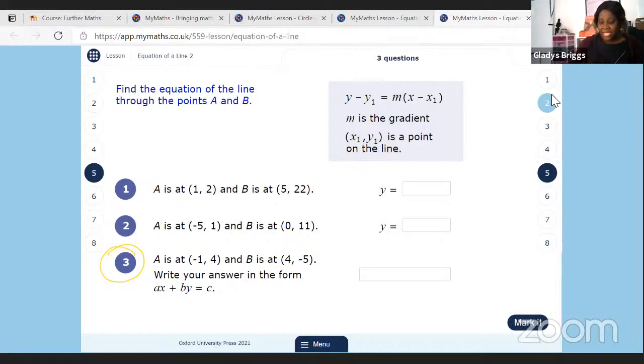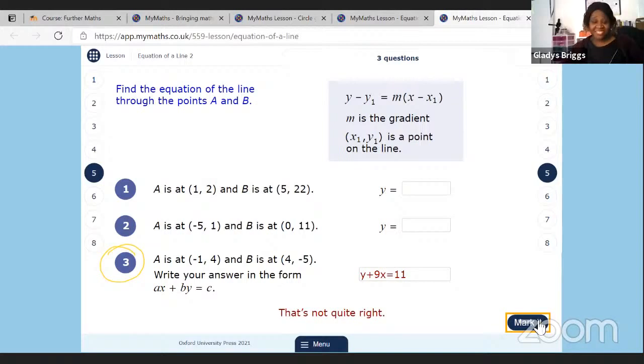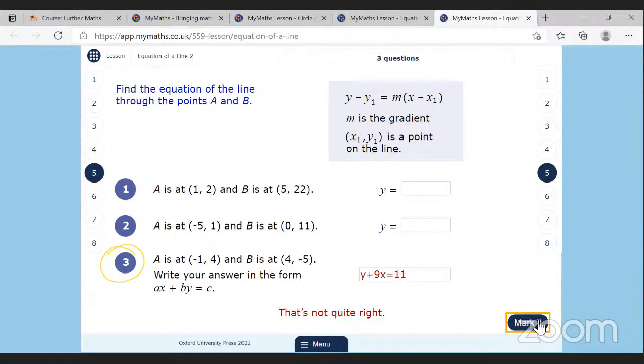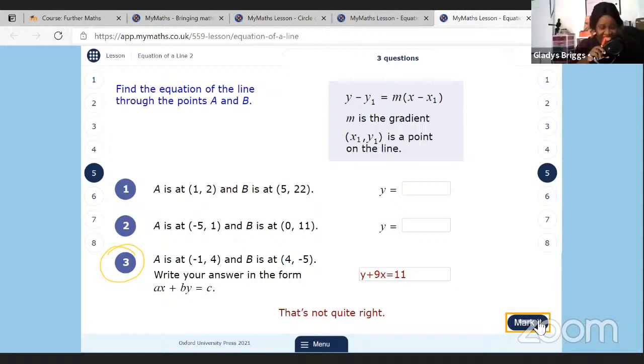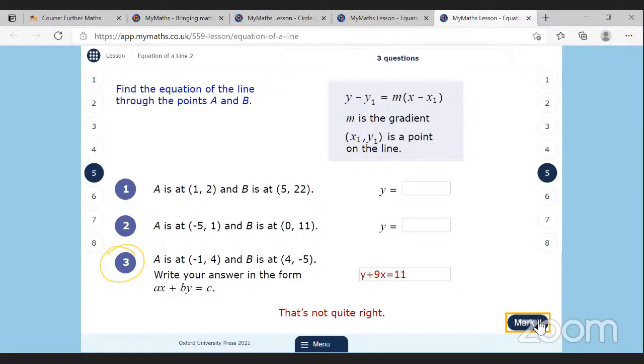I'll check now for you guys, and then if I don't get it right, then we'll see. So there we go. My answer is different. What did you get? Y equals negative x plus 1. Okay.